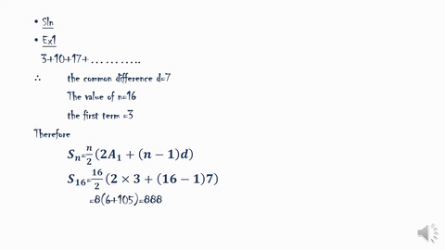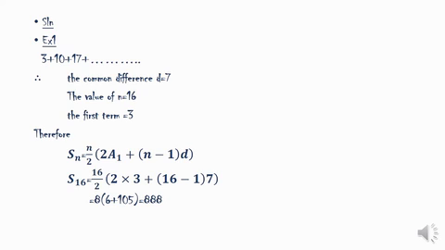When you take 2 times 3 you get 6. And 16 minus 1 you get 15. 15 times 7 you get 105. All right, after that add there and multiply with 8. Your answer will be 888. That is the sum of 16 terms.